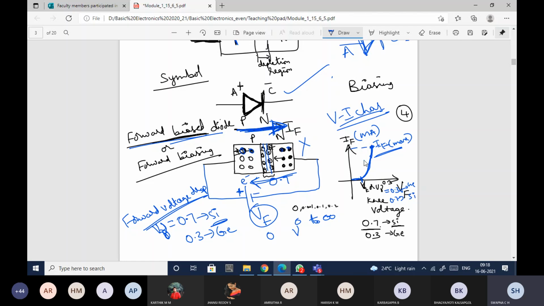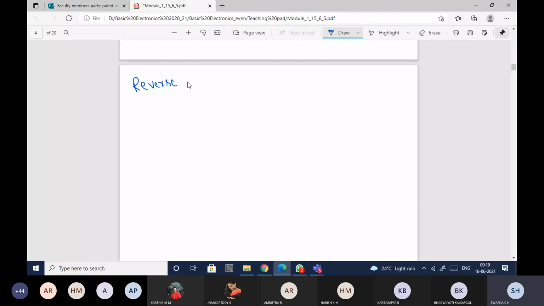So these characteristics, whatever I have specified here, are said to be forward biased characteristics. So this is your forward biased characteristics. I have just explained when P is connected to positive and N is connected to negative. Now I want answers from you people. The opposite is generally said to be reverse biased, or reverse biasing, reverse biased diode.